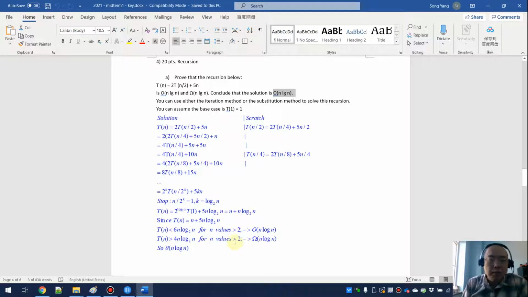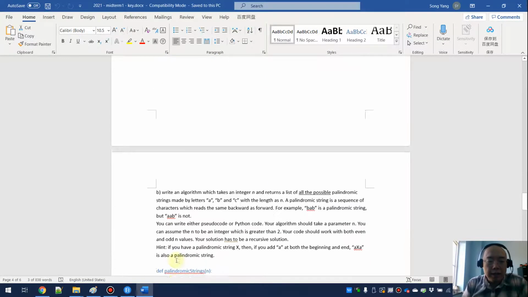Okay, so this is a formal proof that for this T(n), it is both big O of n log n and big Omega of n log n. Putting those information together, we can finally say for this T(n) we just found, this is Theta of n log n. Okay, and then the next question.